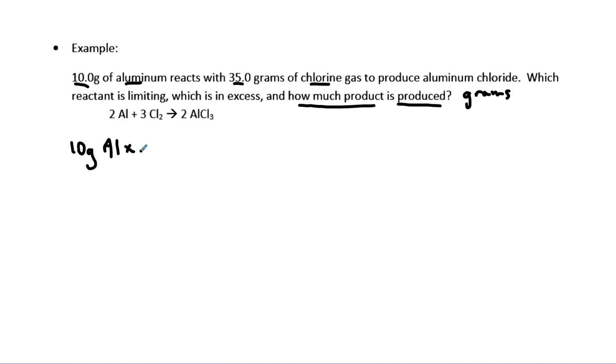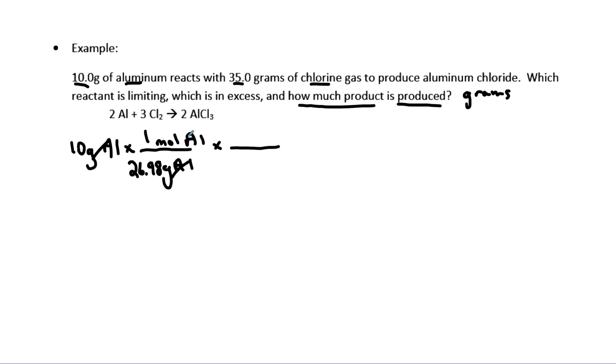I know I can't make that switch unless I'm in moles. So I'm going to convert from grams of aluminum to moles of aluminum. So this is where I'd use the molar mass. How many grams are in 1 mole? Well, looking at the periodic table, there's 26.98 grams in 1 mole. Okay, so that gets me to moles of aluminum.